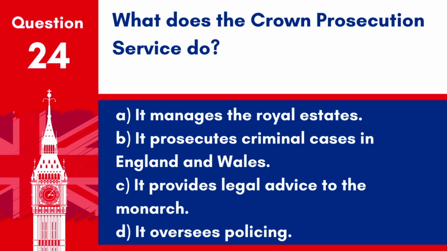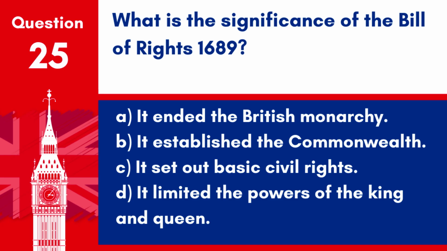Question 24. What does the Crown Prosecution Service do? A. It manages the royal estates. B. It prosecutes criminal cases in England and Wales. C. It provides legal advice to the monarch. D. It oversees policing. Answer B. It prosecutes criminal cases in England and Wales. The Crown Prosecution Service is responsible for prosecuting criminal cases that have been investigated by the police in England and Wales.